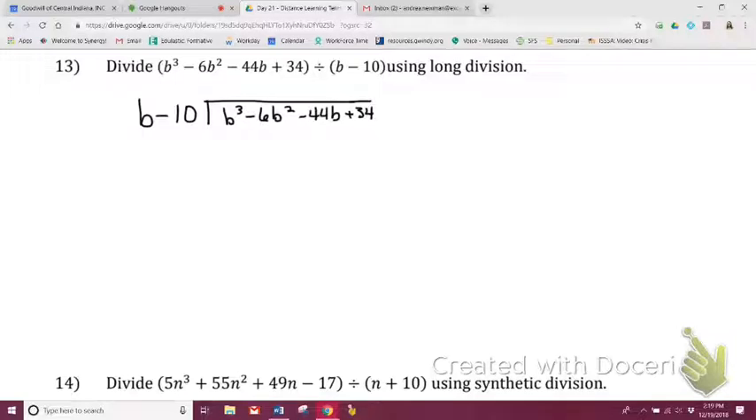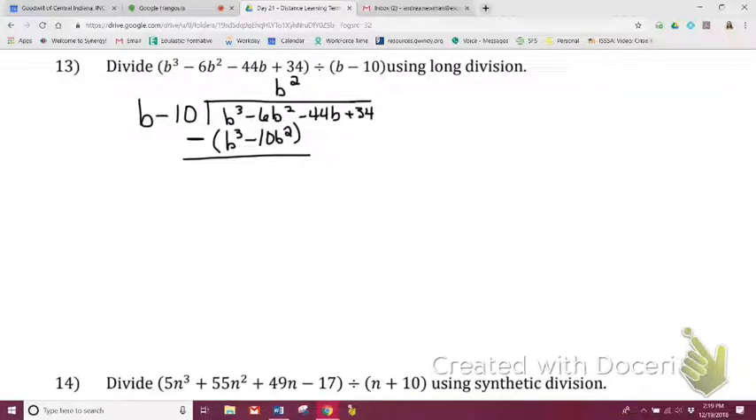I remember Melissa taught this a little bit differently when she did the do now. She took b to the third and divided it by b. So first term underneath your division bar divided by the first term out front gives you b squared. Then you multiply b squared times b to get b to the third, and b squared times negative 10 to get negative 10b squared. Those go in parentheses, and then we're going to subtract.